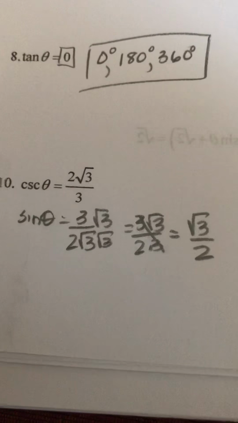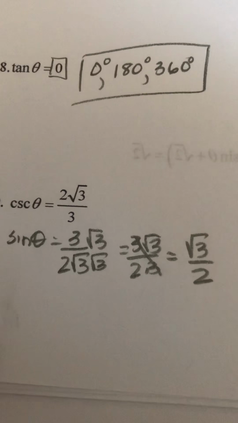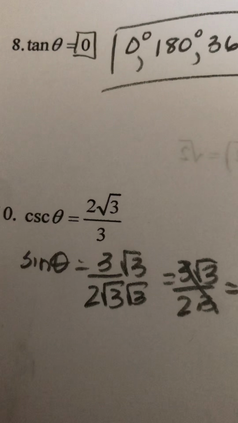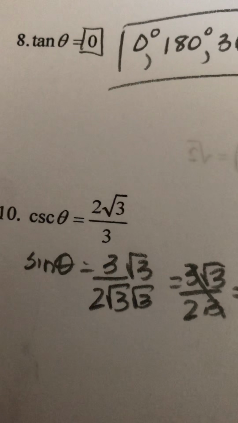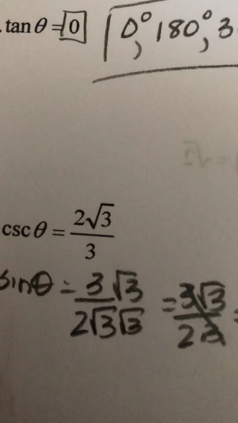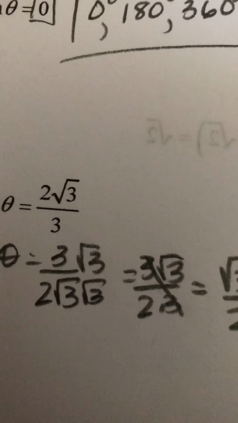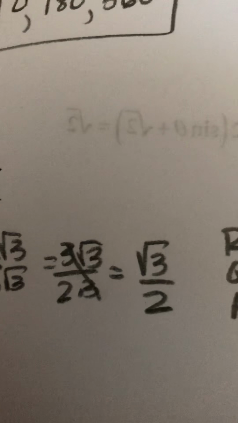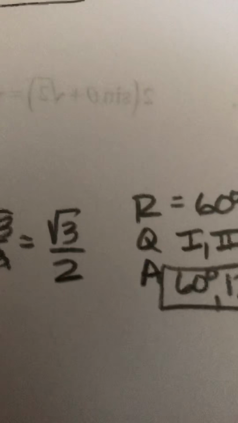And then finally, the last one, cosecant is 2 rad 3 over 3. Cosecant is the reciprocal of sine. So we flip it, and that's 3 over 2 rad 3. But we don't have anything that looks like that, so let's rationalize. When we rationalize, we get 3 rad 3 over 2 times 3. The 3's cancel, so that gives us rad 3 over 2.